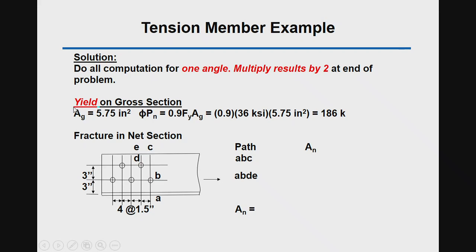First, we're going to check yielding on the gross cross section. The cross section for one angle is 5.75 square inches. So the ϕPn based on yielding is 0.9 times Fy times Ag, which equals 186 kips. And then we check the fracture in the net section. There are two potential failure paths on the double angle member. Number one is the failure path along A, B, and C, which is the straight path.